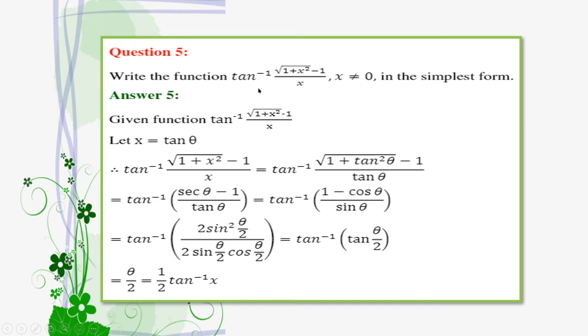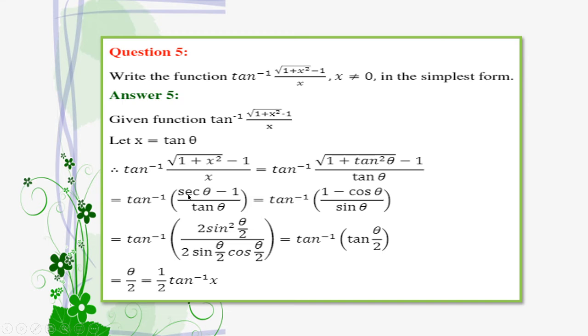Fifth question, write the function in the simplest form. So here we have to think and analyze what we should assume, which value we should input to solve the question. So let x equal tan theta, so that it will become 1 plus tan square theta, which is sec square theta under the root. So outside it will be sec theta minus 1 upon tan theta.